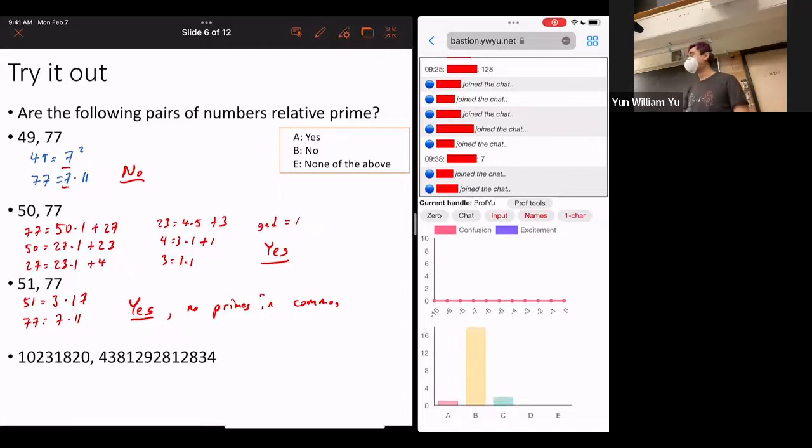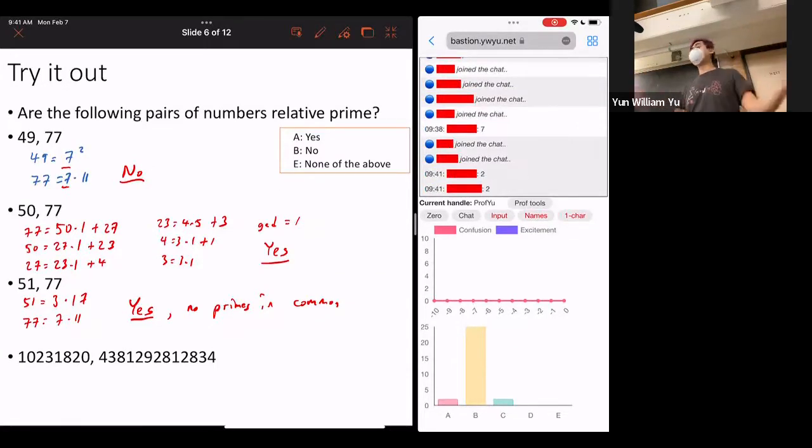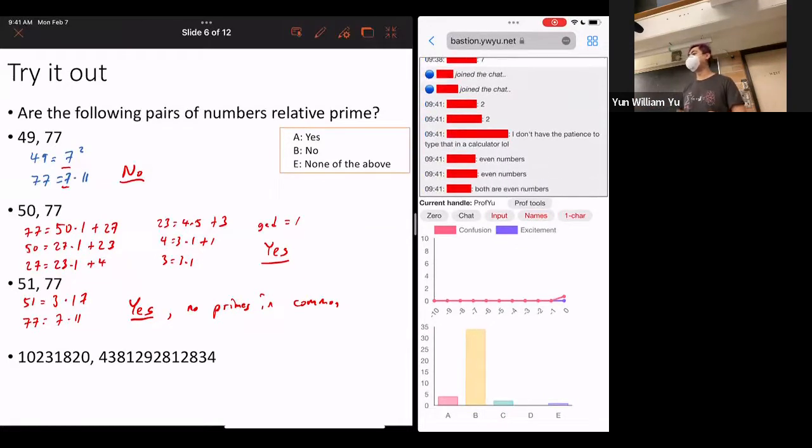4,381,292,812,834. So are these two numbers relatively prime? Okay, so we remember one way of checking that something's not relatively prime is just, is there a common factor? And what is the first thing that should jump out to you about these two numbers? I don't have the patience to type that into a calculator.